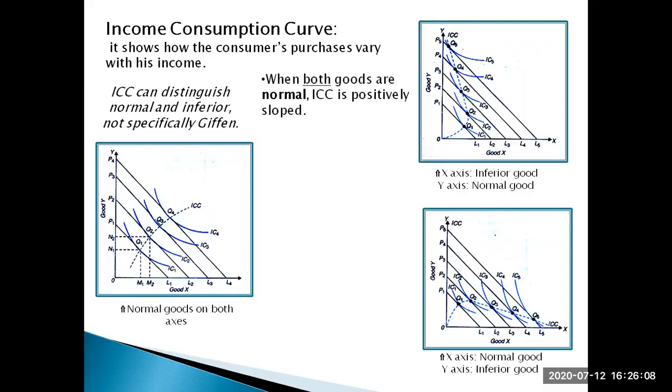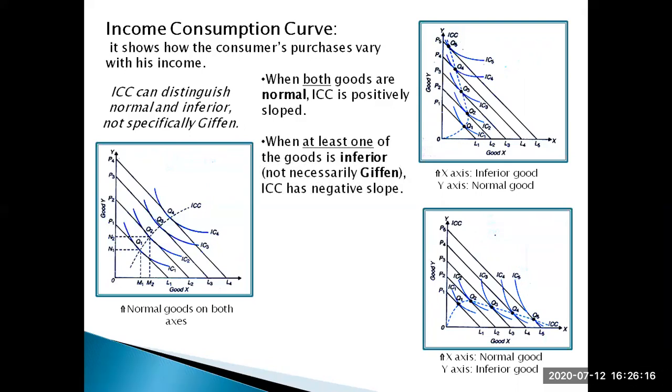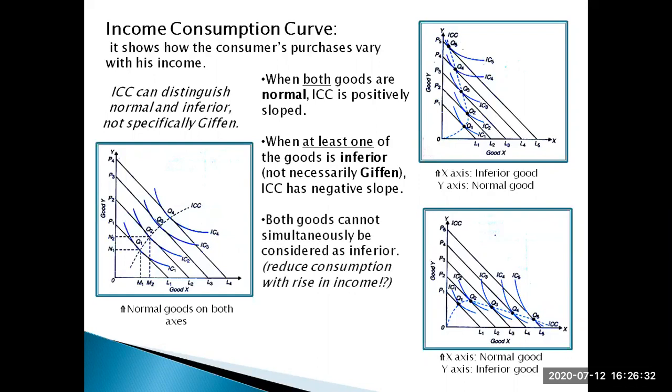Now, there are certain points that we need to remember. When both of the goods are normal, ICC is positively sloped. When at least one of the goods is inferior, not necessarily Giffen, but just inferior, ICC has a negative slope. So even if it's Giffen or if it's not Giffen, as long as one of the goods is inferior, ICC will have a negative slope. Naturally, even in case of Giffen, ICC will have a negative slope. Both goods cannot simultaneously be considered inferior, because that would imply that as my income increases, I reduce consumption altogether. So I reduce the consumption of both goods, which is absurd. It's kind of impossible in fact.